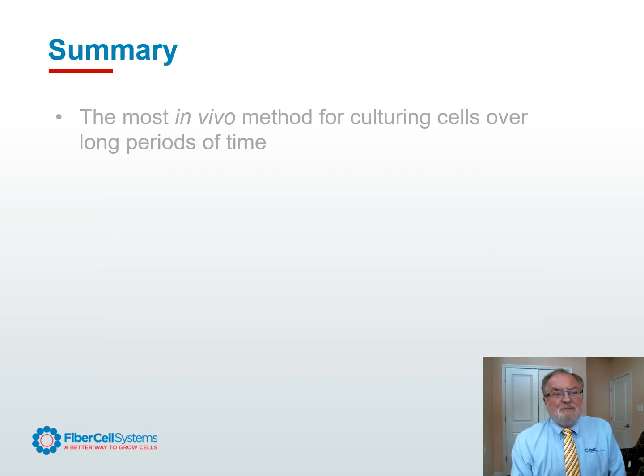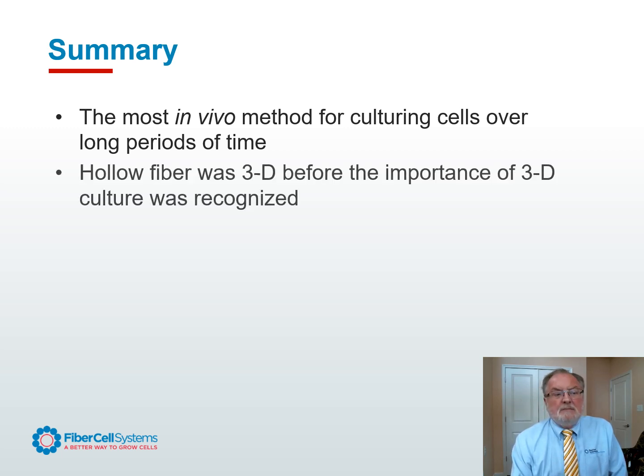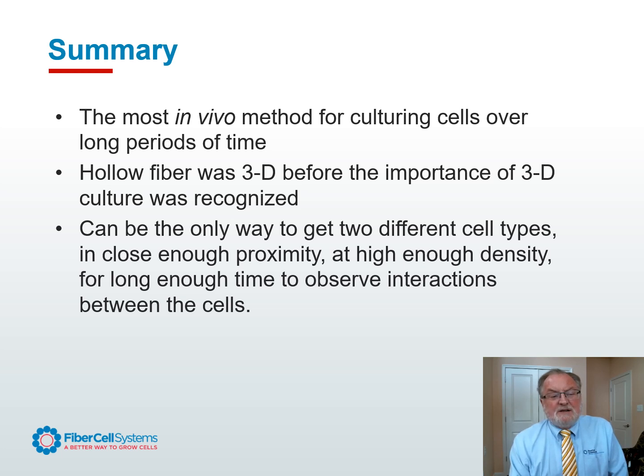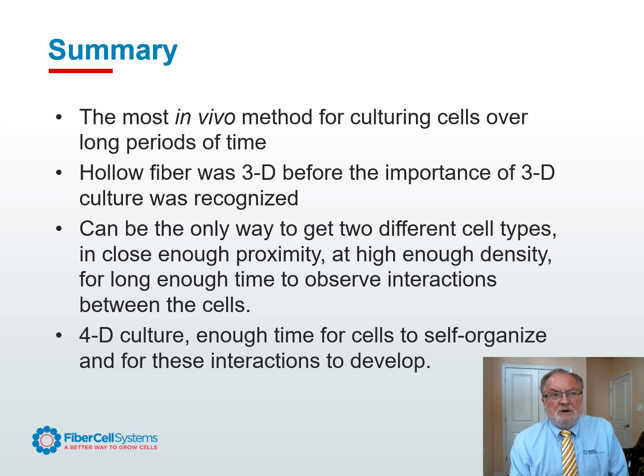So in summary, hollow fiber bioreactors are the most in vivo-like method for the culturing of cells over long periods of time. Hollow fiber was 3D culture before the importance of 3D culture was recognized. Hollow fiber was cool before 3D was cool. It can be the only way to get 2 different cell types in close enough proximity at high enough density for long enough periods of time to observe interactions developing between the cells. 4D culture: enough time for cells to self-organize and for these interactions to develop.